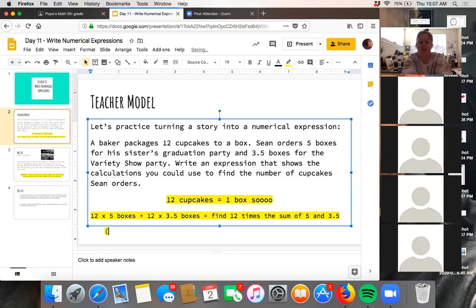So I'm going to start with parentheses because adding is not first on our please excuse my dear Aunt Sally list. But I want to add the 5 boxes he's going to order plus the 3.5 additional boxes he wants to order. So first I would do 5 plus 3.5, and then each box has the same number of cupcakes. So I would then take that answer and multiply it times 12. So this is essentially the expression for the word problem above.